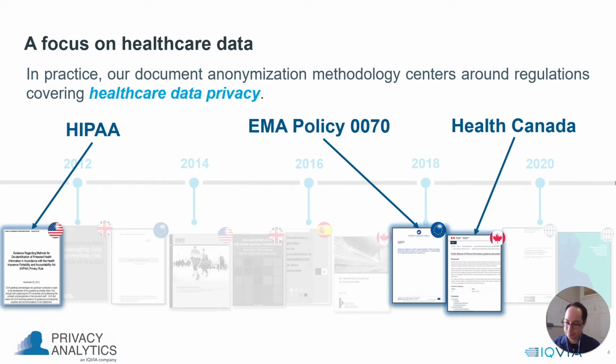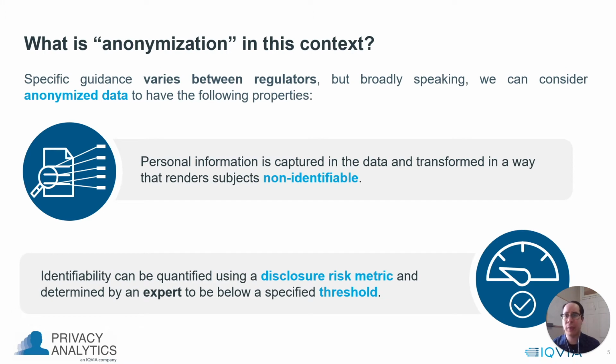And while specific guidance varies between regulators, broadly speaking, we can consider that anonymized data has some fundamental properties. In this case, personal information is captured in the documents and transformed, and transformations are performed in a manner that renders data subjects non-identifiable. And each regulatory document also provides for the use of statistical and scientific principles to quantitatively assess the identifiability of the data. Now, it's worth mentioning here that most frameworks do have provisions for qualitative assessments of risk, but especially in the case of regulators like EMA and Health Canada, there is now a greater emphasis on the quantitative assessment of risk in this case.